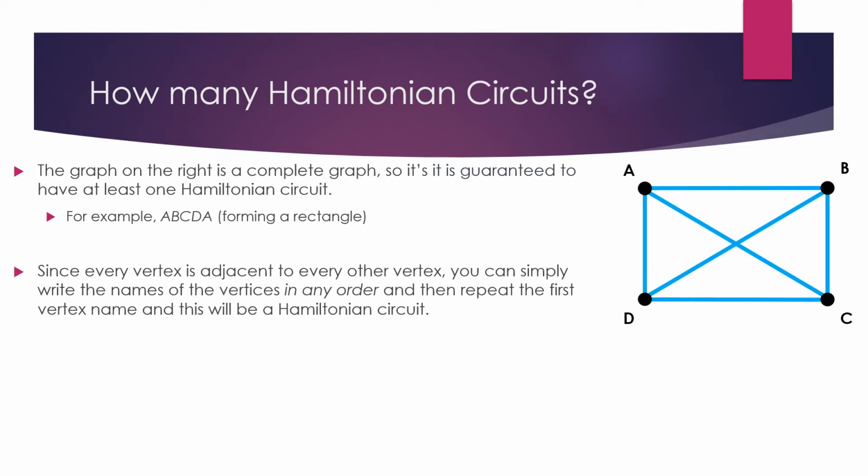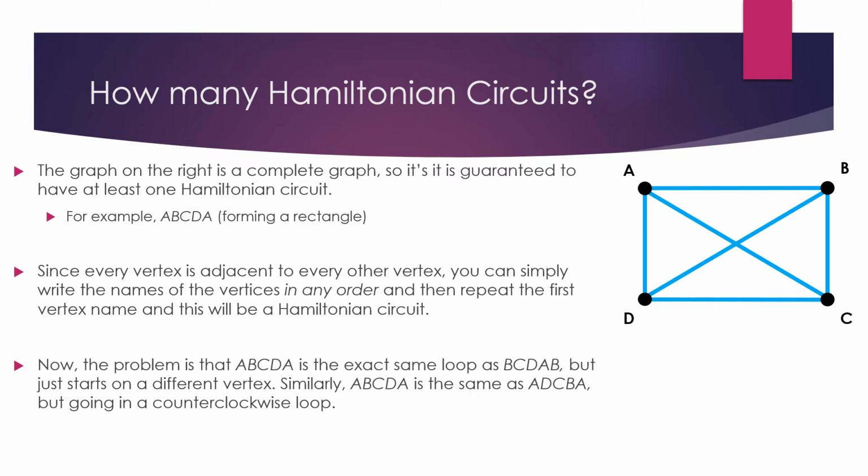Well, I could just write the names of the vertices in any order I wanted, and then just repeat the first one, and that's a Hamiltonian circuit. So if you say like B, D, C, A, B, well, it doesn't even matter. You don't even need to draw it out. It's guaranteed to exist, and guaranteed to use each vertex one time. That's great.